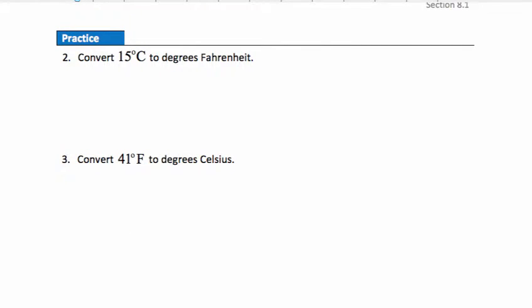Now it's time to pause your video player and practice converting between Celsius and Fahrenheit. When you get done with these two practice questions, hit play to see how you did.